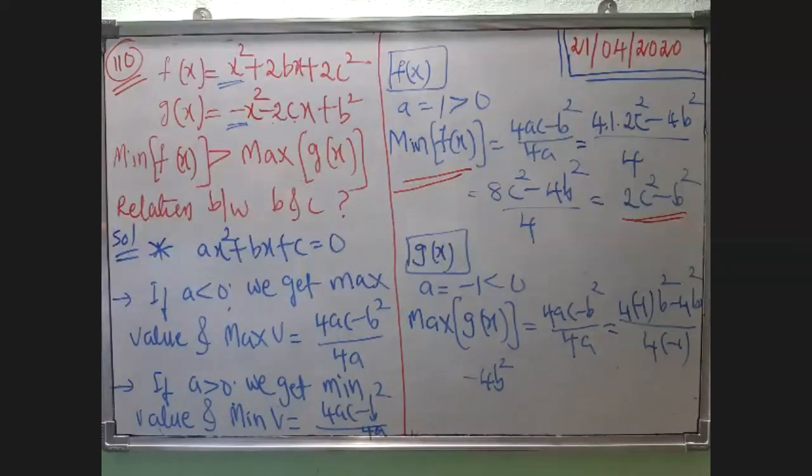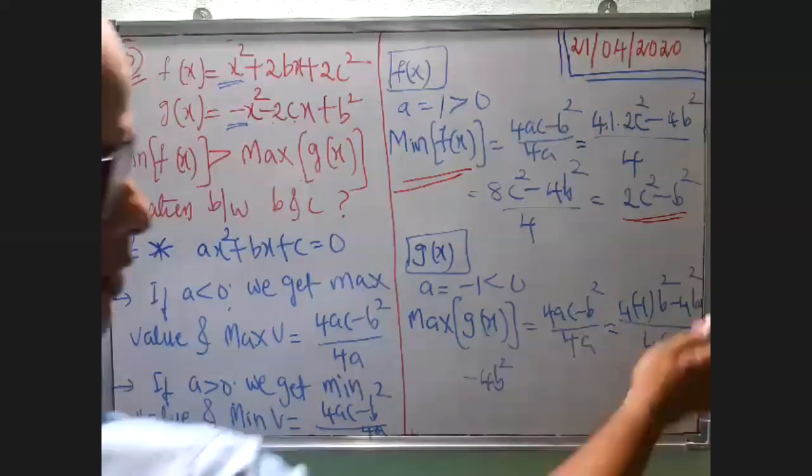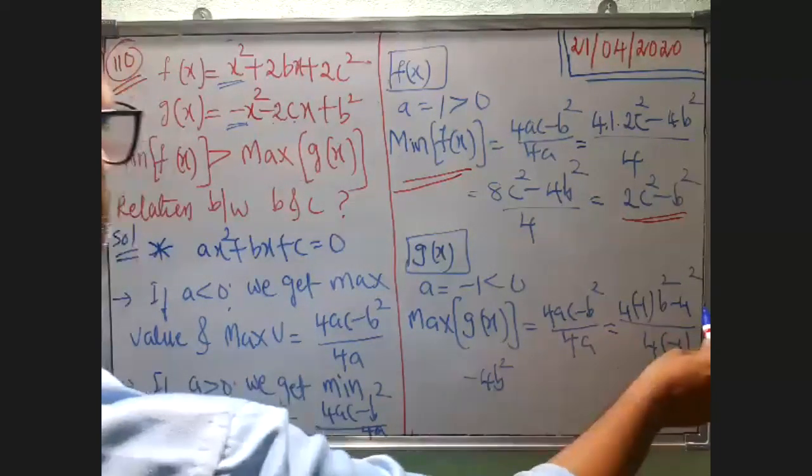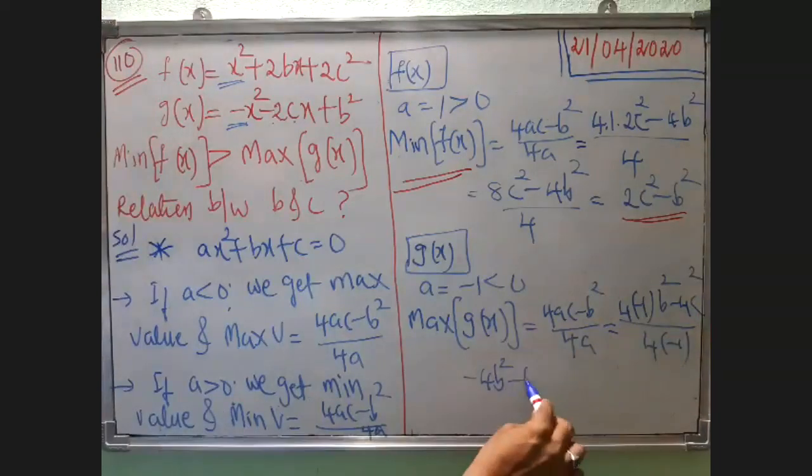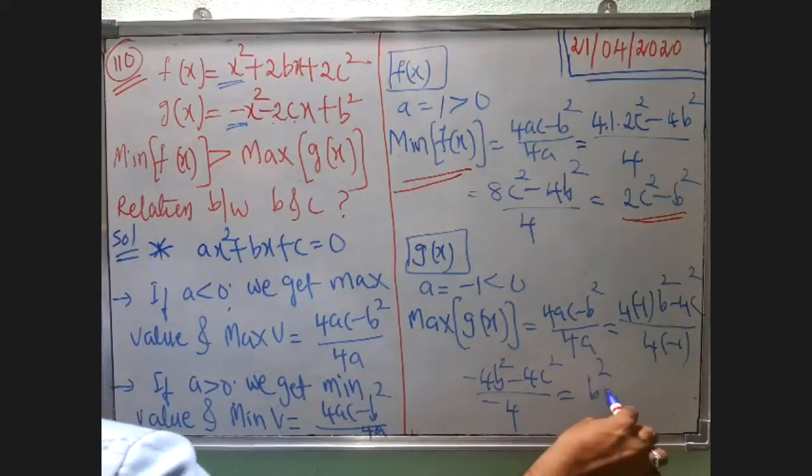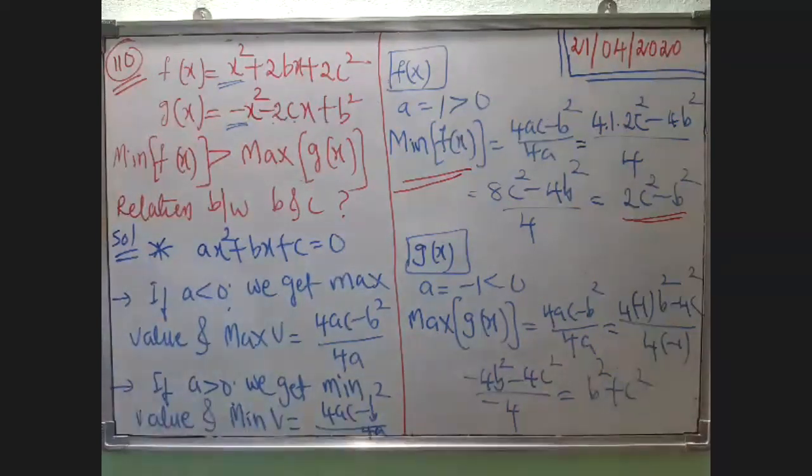-4B square. This is actually C square. Okay. -4C square by -4, which is nothing but B square plus C square.